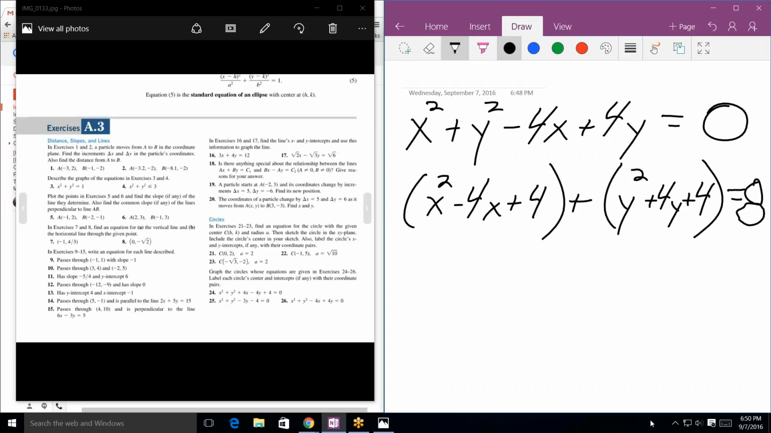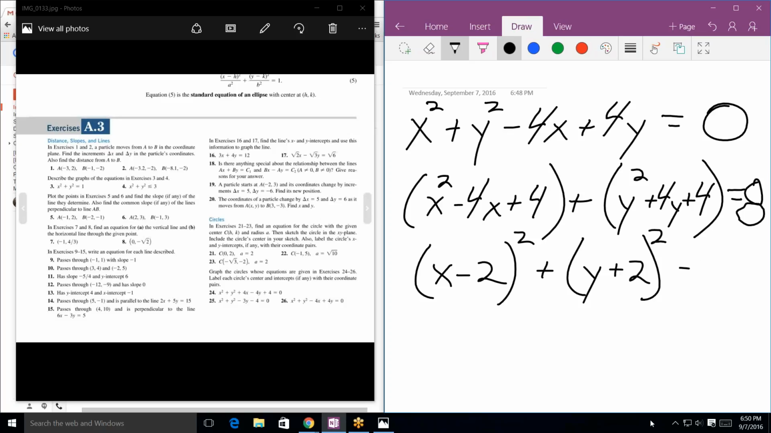Okay. Now rewrite both of these quadratics as linear terms squared. Okay, so that'd be x minus 2, correct? Squared plus y plus 2 squared equals 8. Now you have everything you need.